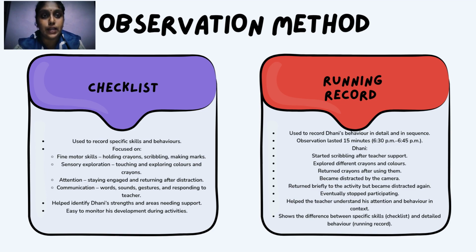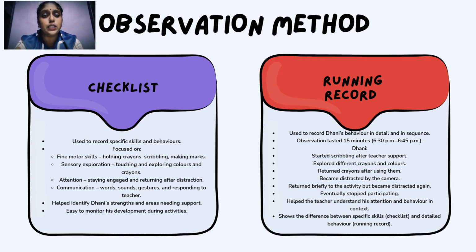Next, we use a running record. This gave us more detailed information about what Danny did during the painting activity. At first, he needed support from the teacher before he started scribbling. He then explored different crayons and colors independently. However, he became distracted by the camera and moved away from the activity. He returned for a short time, but he was distracted again and eventually stopped practicing.